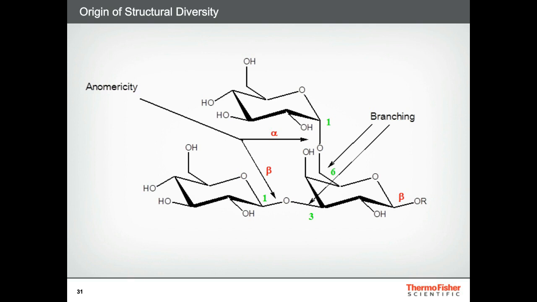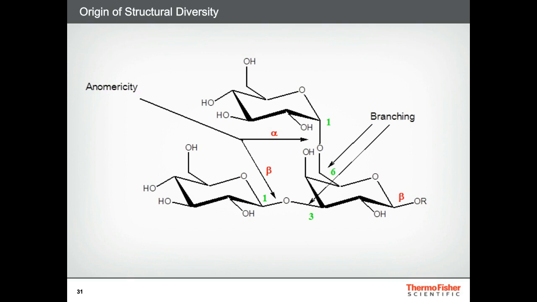So this slide shows the regiostereochemistry of the glycans. The sugars have several hydroxyl groups, and the second sugar can be attached at different places, and they also can be attached in alpha and beta configuration, which makes these molecules more complex.